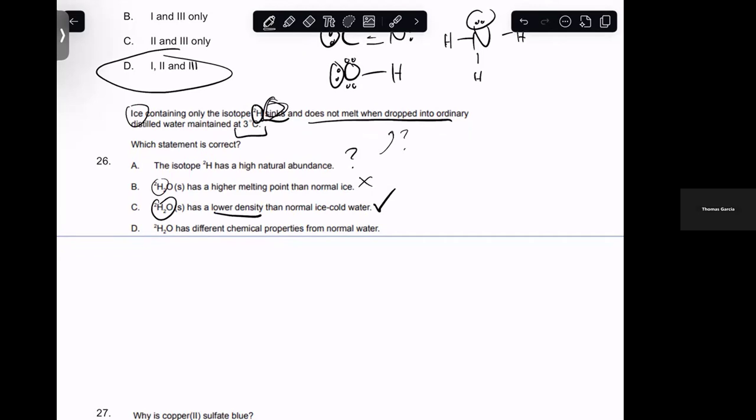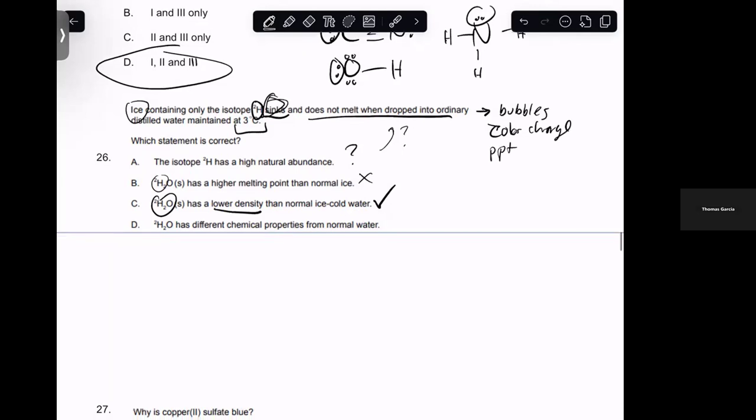H2O from hydrogen 2 has different chemical properties. Well, we have nothing to signify a chemical reaction. We have no bubbles, gas production, no color change, no precipitate, nothing. There is no chemical reaction. We have nothing that tells us. So it's got to be C.